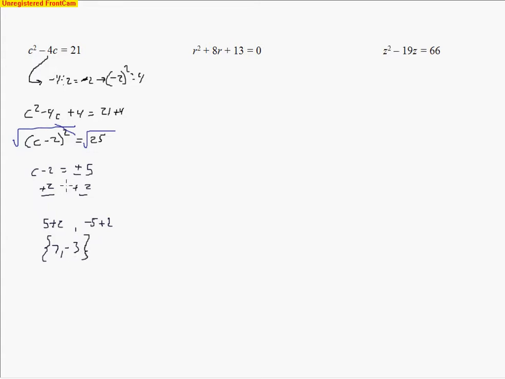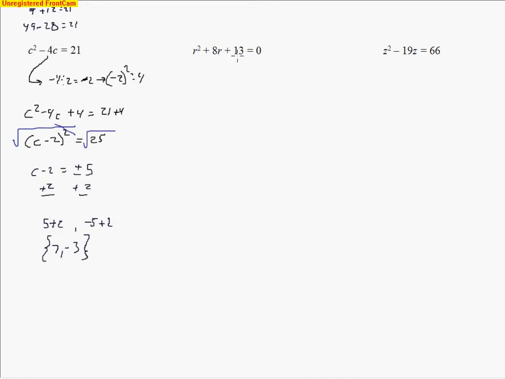They work because when we plug 7 in for c here, we get 49 minus, and then 7 times 4 makes 28, and that does subtract to make 21. We can also plug negative 3 in. Negative 3 squared makes 9. And then negative 4 times negative 3 makes positive 12. And that also adds to 21. So you see how both those answers end up working.